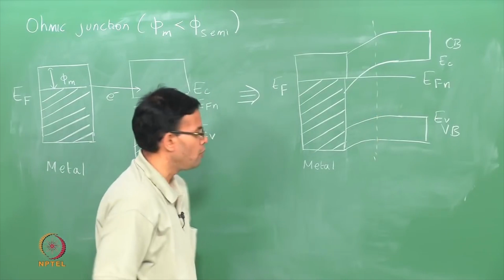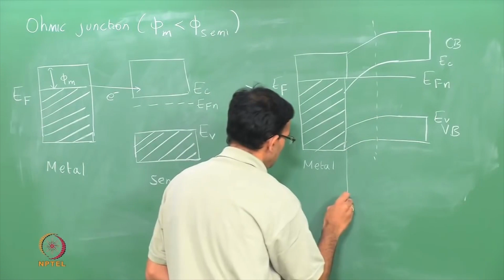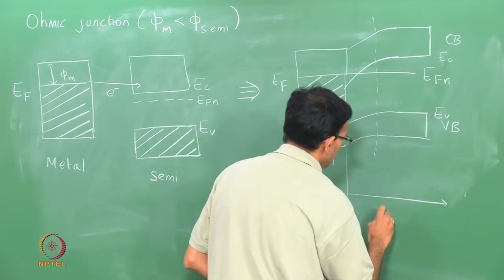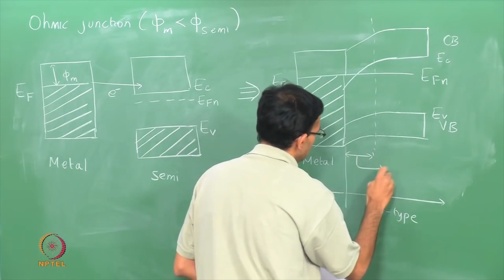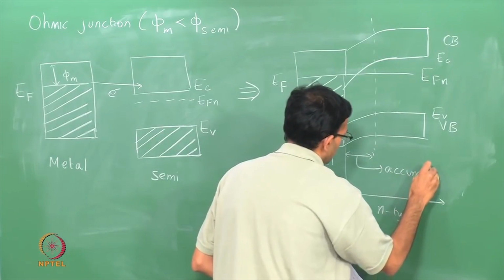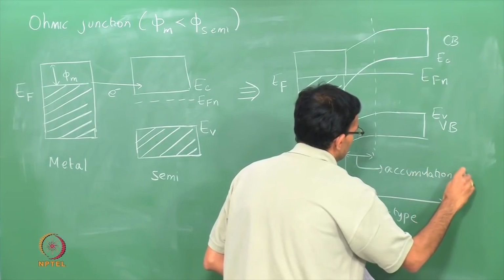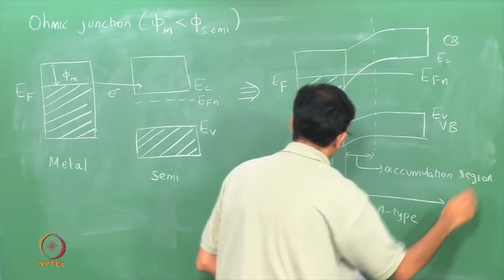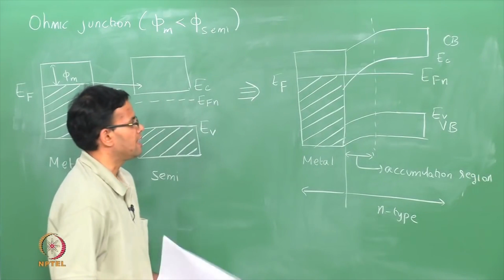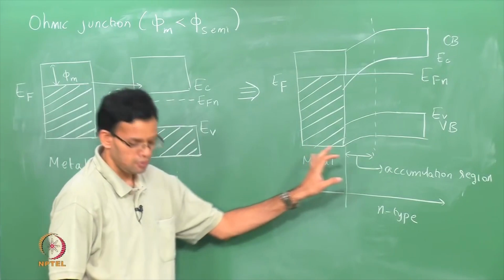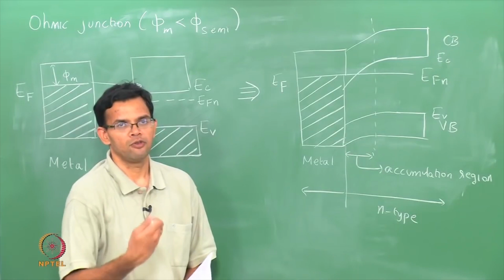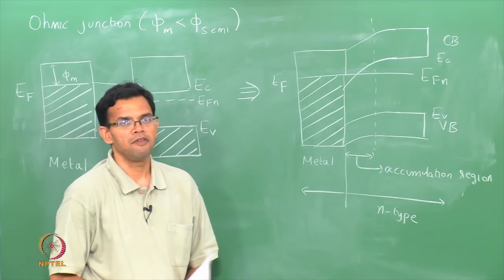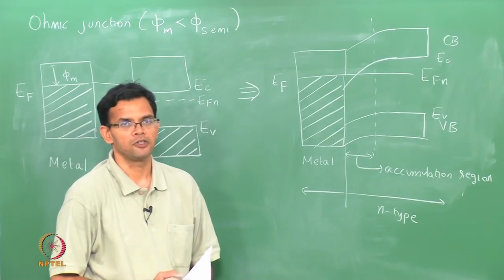So, in the case of an ohmic junction, this is the metal, this is the n-type semiconductor, and you have an accumulation region. So, this is a region where excess electrons go from the metal to the semiconductor. We can look at the behavior of an ohmic junction in the case of a forward or a reverse bias, and this behavior is entirely different from that of a Schottky.